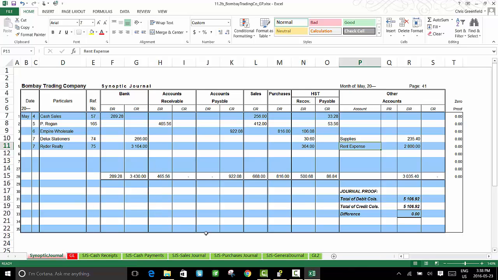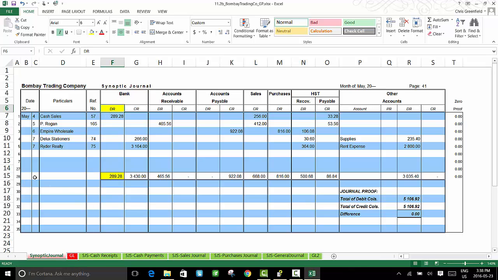So now what we're going to do is talk very briefly about how to post these to the general ledger. I'm only going to do a few of these with you, and I'm going to leave you to do the rest. We'll do the first four of these accounts, and then I'm going to show you how to do the supplies entry. This is very straightforward. We're going to take this amount here, paying attention to the fact that it's $289.28 and a debit, and go to our bank account.